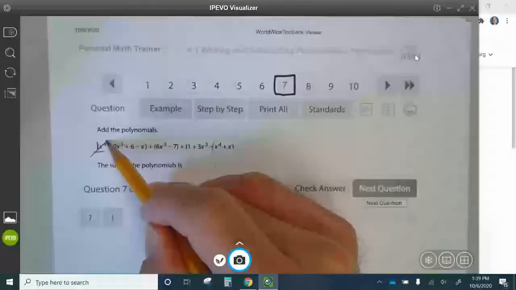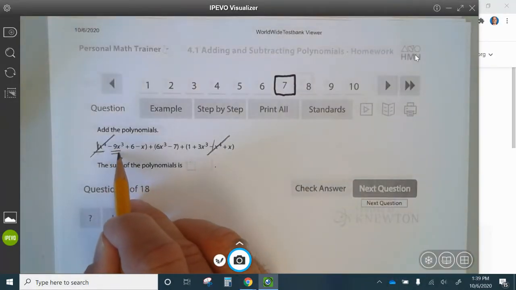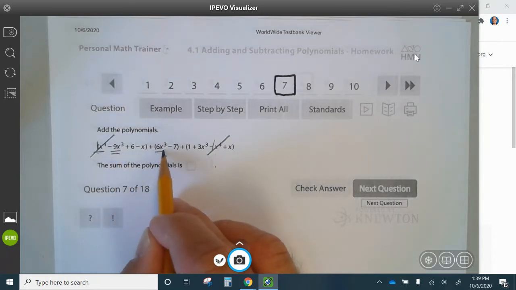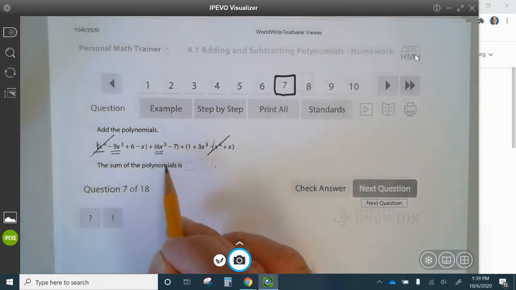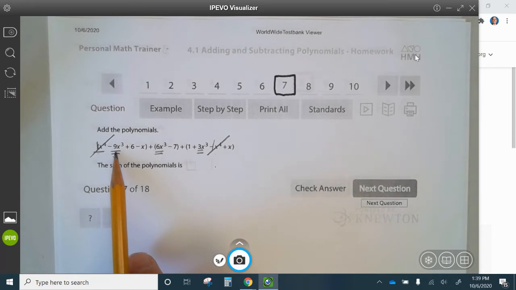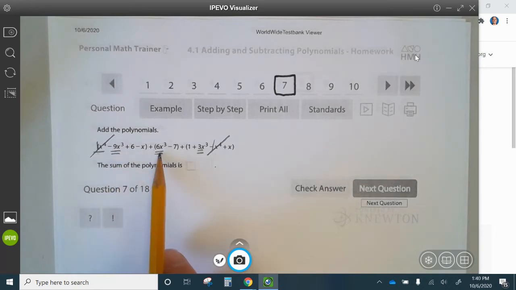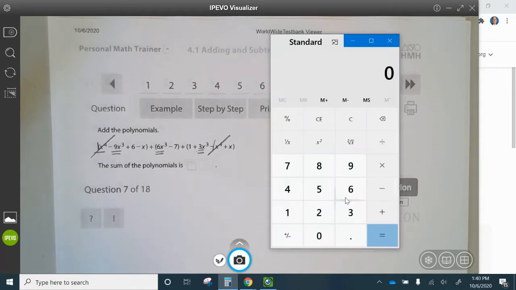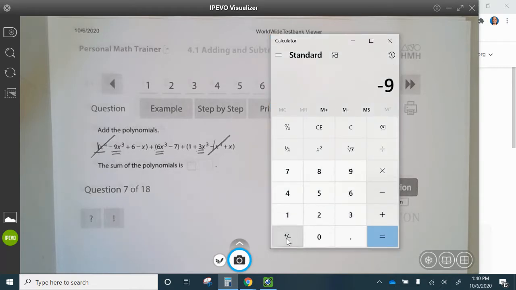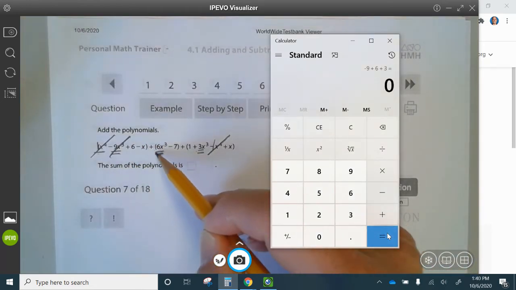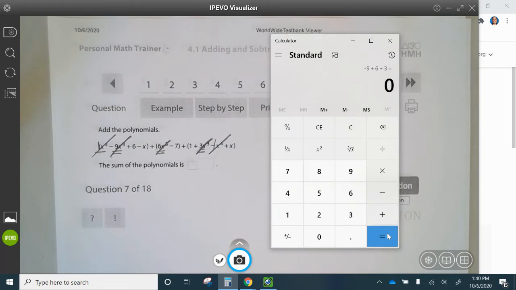So now let's look at the next one, cubed. So we have negative 9x cubed, 6x cubed, and 3x cubed. Well, negative 9 plus 6 plus 3. Let's look at that. Negative 9 plus 6 plus 3 is 0. So the x cubes cancel each other.